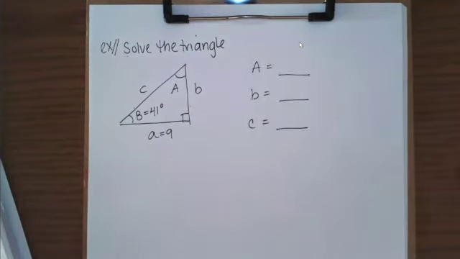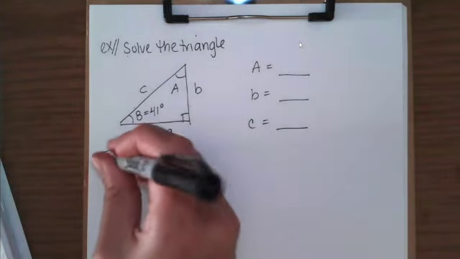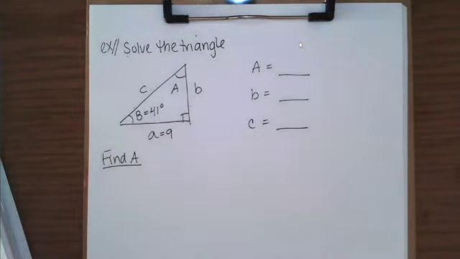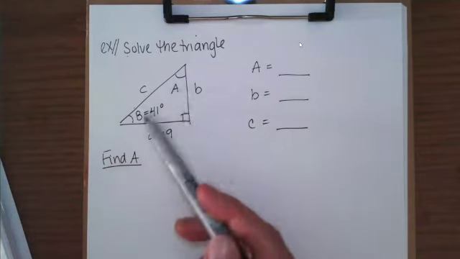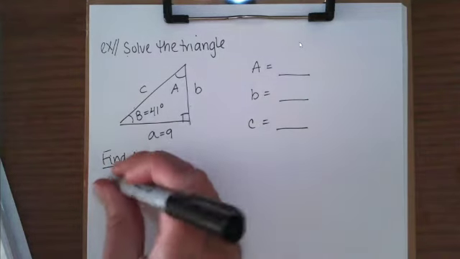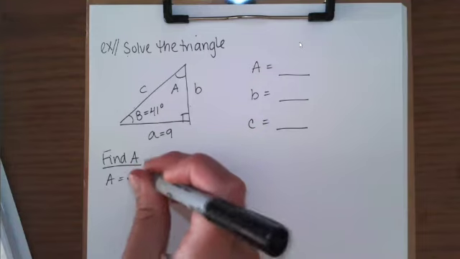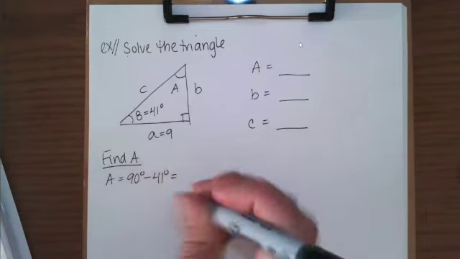So angle A is the easiest place to start, so let's find angle A. We know in a triangle, the 3 angles add up to 180, which means these 2 angles add up to 90. So that means that A is 90 minus 41, which is 49.